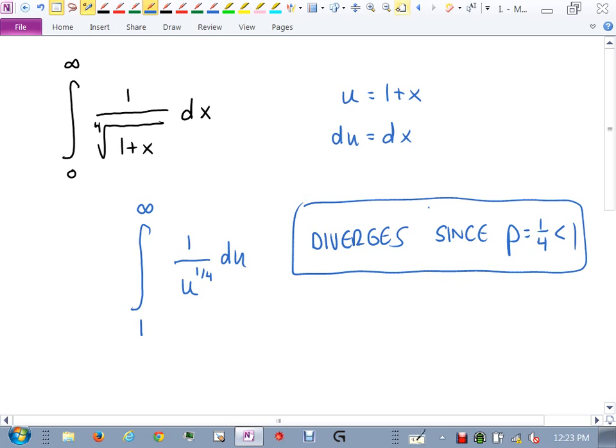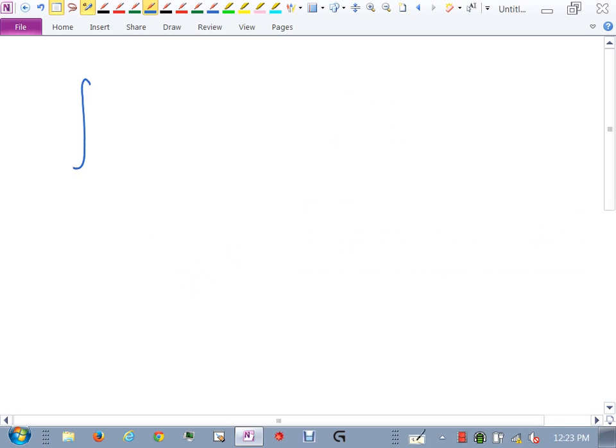Okay, how about this one? Negative infinity to infinity of y cubed minus 3y squared dy. What did I say needs to be done if you have negative infinity to infinity? Split it up. Split it up. And how about we go from negative infinity to 0? It just seems like a natural choice, right?